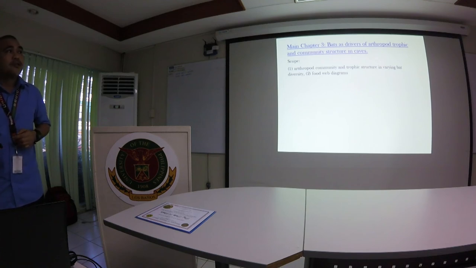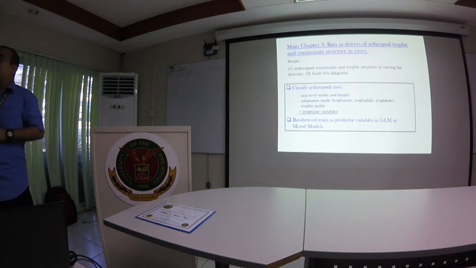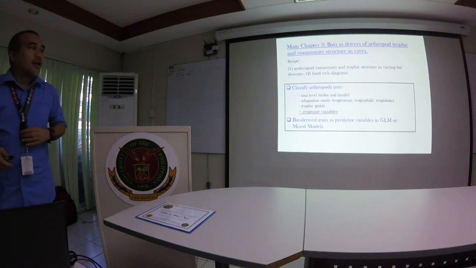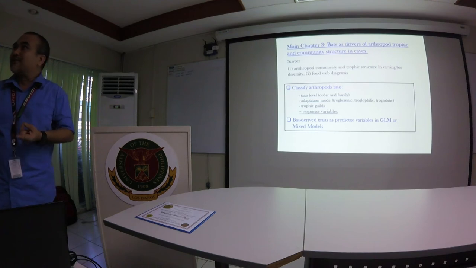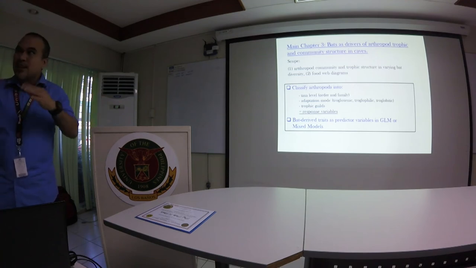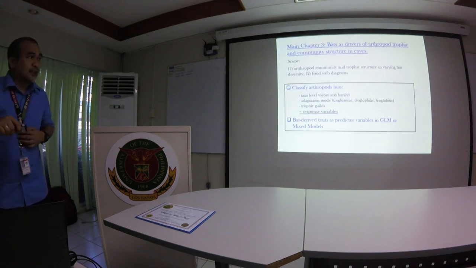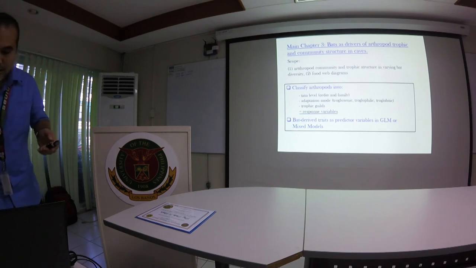And then for my chapter 3, I'm going to look into the community and trophic structure of arthropods and food web diagrams. Here I'll try to classify all the arthropods that I capture into taxa level, either order or family. I'll also classify them according to adaptation mode: trogloxene, meaning, like for example bats, they do not complete their life cycle inside the cave. Troglophilic, they can complete their life cycle in the cave, but also in similar habitats, like very dark rock crevices. And of course, troglobitic. And also classify them into trophic guilds. And then I'll also use bat-derived traits as predictor variables, and the response variables would be these arthropods' trophic levels.